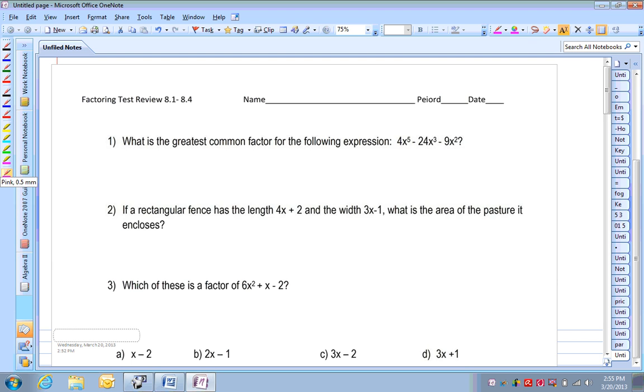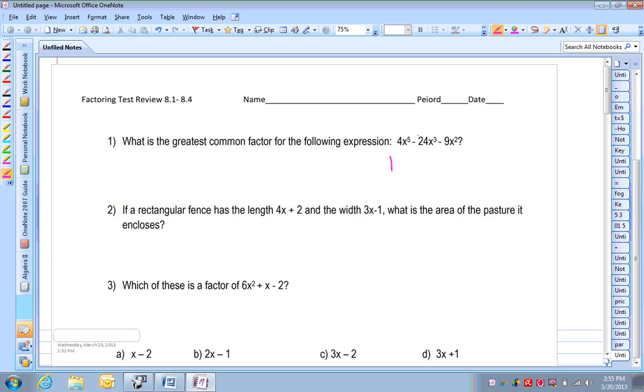So on problem 1, they ask us what the greatest common factor for the following expression, 4x to the 5th minus 24x to the 3rd minus 9x squared is. Well, the greatest common factor is something that divides evenly into all three of those things. So I look at my numbers first, and I think, what is the largest number that divides into 4, 24, and 9? And there is nothing that divides except for 1. 1 is the only number that goes into all three of those numbers evenly.